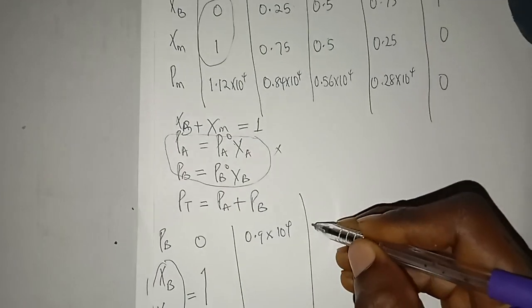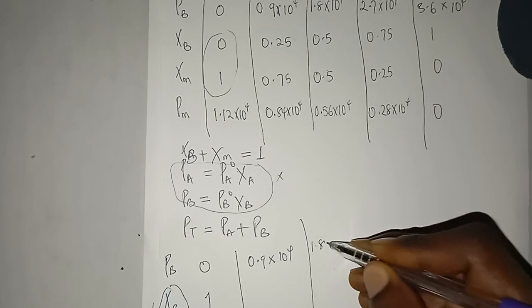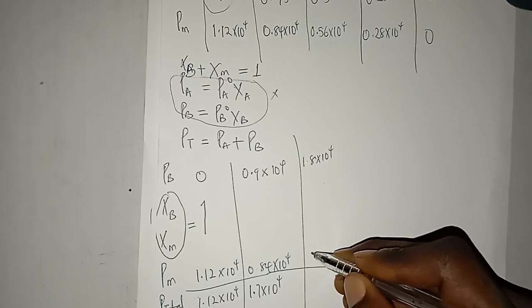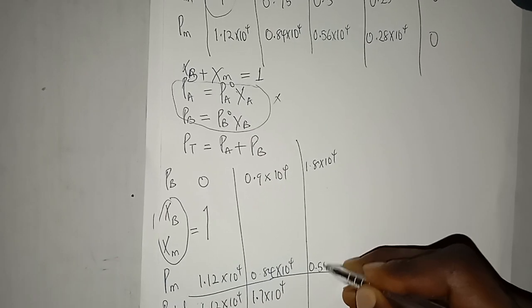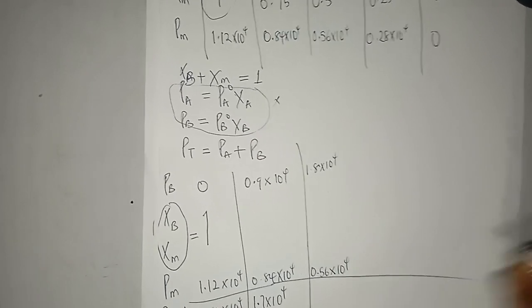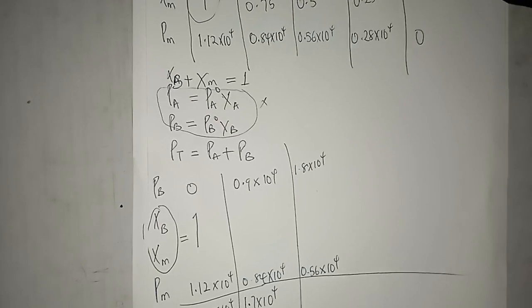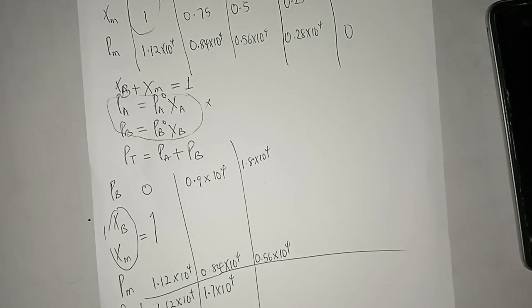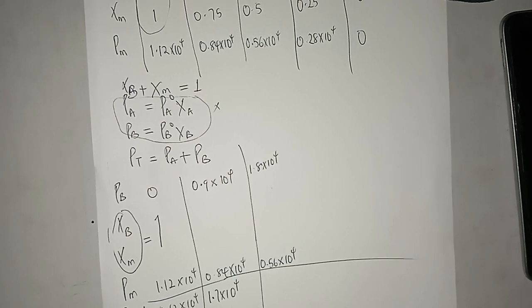So we'll move to the next one. 1.8 times 10 raised to power 4. Then we have 0.56 times 10 raised to power 4. So you know information is power. So just in case you got this question and you got the other one, because I received the two questions, so let's solve for the two.